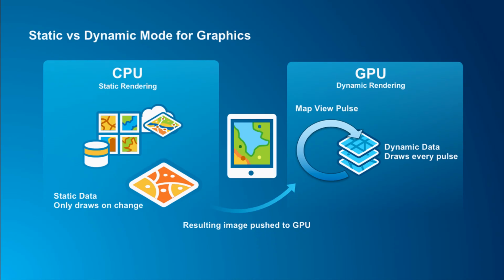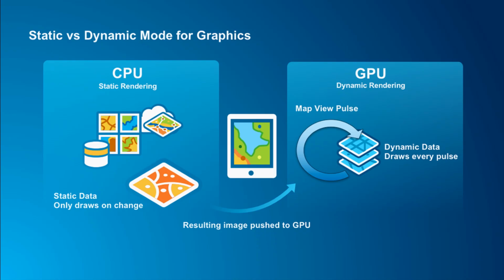So CPU-based rendering, we call it static rendering. It only draws when it has to, and that's when you change, when you pan, when you zoom. We don't really draw when you rotate the map because we can just take that image and rotate it around. And that then gets pushed to the GPU during one of its pulse cycles.